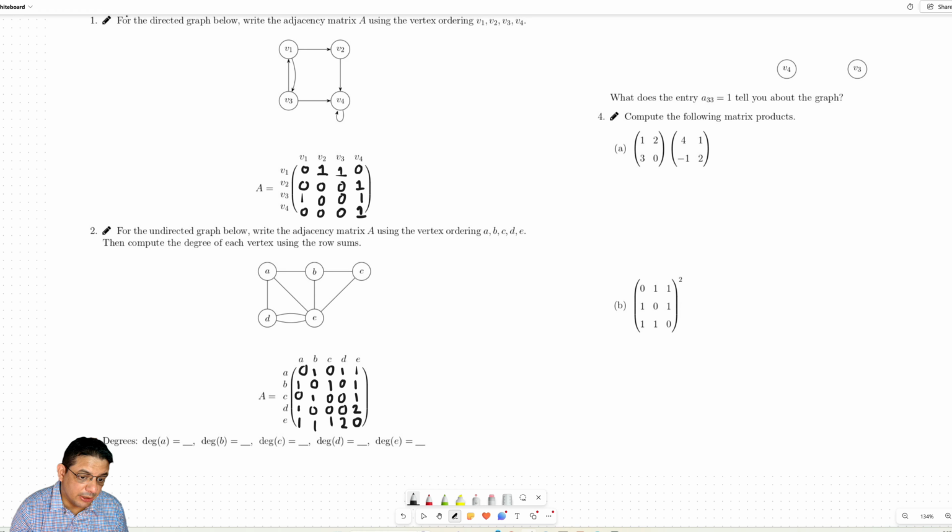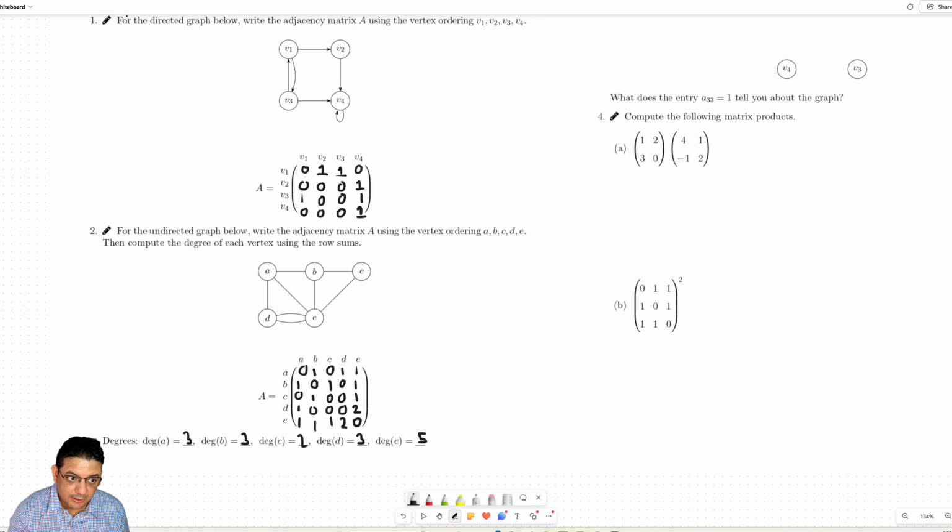So that's pretty much what we have here. Now we're checking for degrees. Remember, degree is how many incident edges a node has. So for example, A has 3 edges, so it's degree 3. B has 1, 2, 3, so degree 3. C has 2. D has 1, 2, 3. And E has 1, 2, 3, 4, 5.